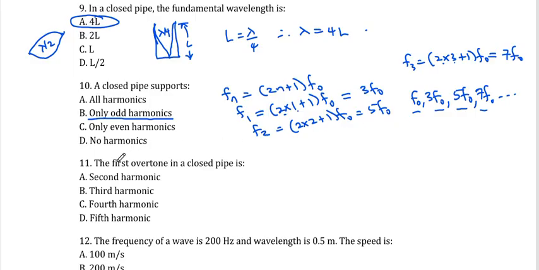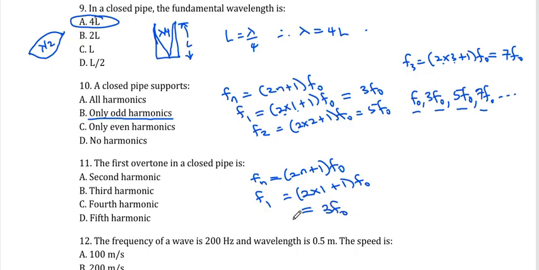Okay. Now number 11. The first overtone in a closed pipe is 2n plus 1 times F naught. So the first overtone is F1. That is 2 times 1 plus 1 F naught. And 2 times 1 is 2. 2 plus 1 is 3. So that is 3 times the fundamental frequency. So that is the third harmonic. 3 times the fundamental frequency means the third harmonic. So the answer to this question is B.